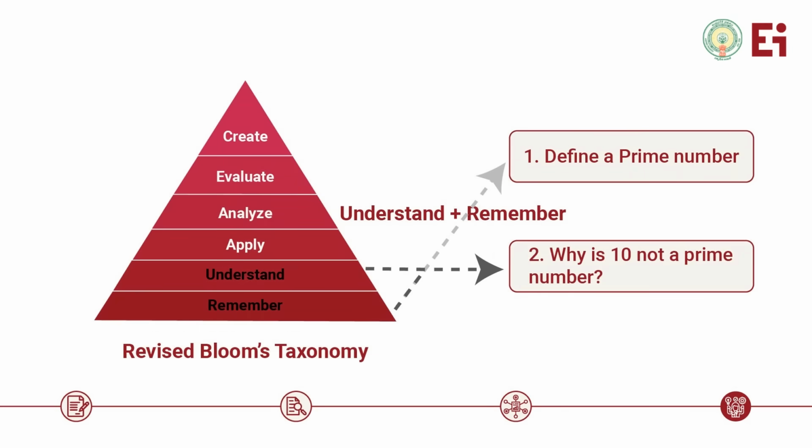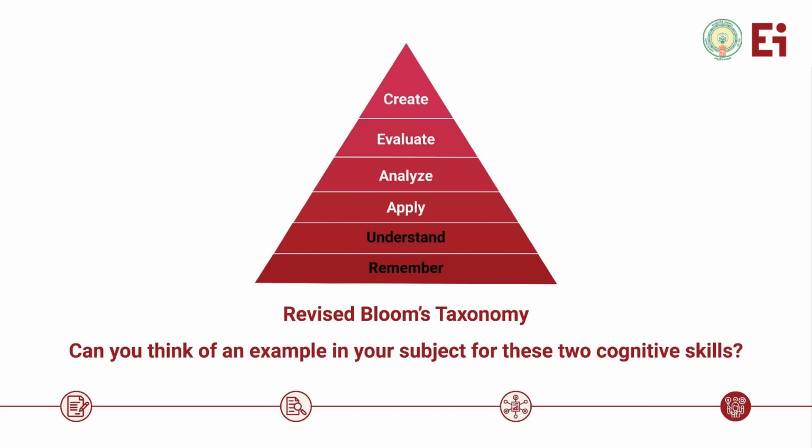The second one tests the understanding of a prime number. It will require the student to state the reason as to why 10 is not a prime number. Understanding requires memory or remembering of the definition, and in addition, the comprehension of the definition. The difference between remembering and understanding is quite straightforward. Can you think of an example in your subject for these 2 cognitive skills?